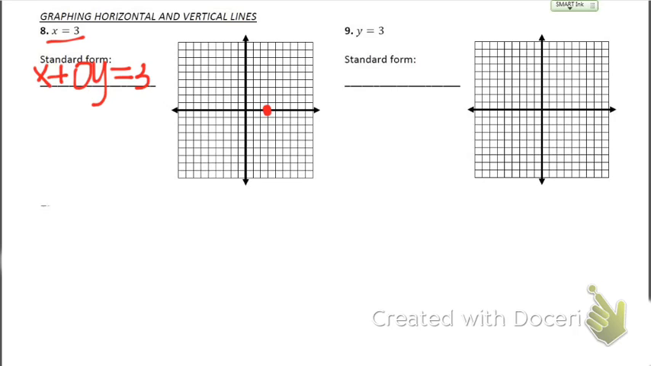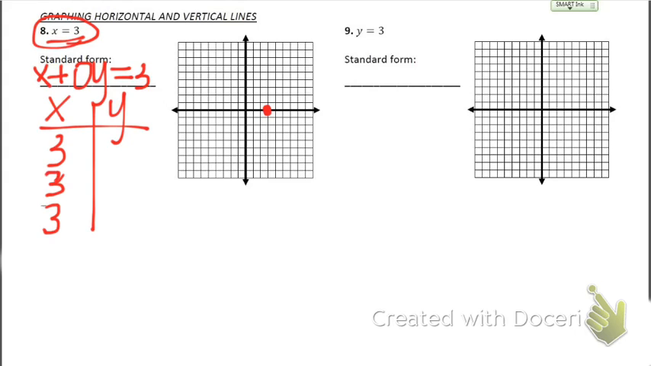It's 0. Another way we can think of this is if you were to draw like a t-chart for your x's and your y's, x always has to be what number? What does the equation tell us? X is always 3. So I could plug in 1 for y, 2 for y, 3 for y, and I always get what as my x? 3. So I could plot these points 1, 3, 2, 3, 3, 3, and what type of line do I get? A vertical line.